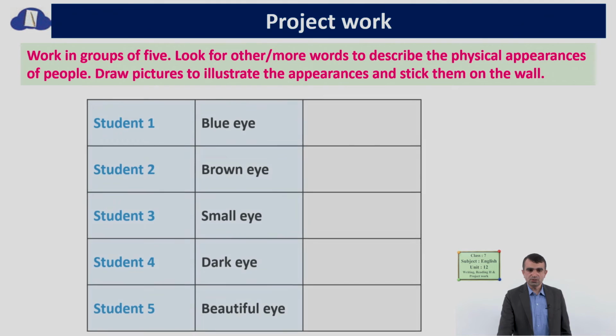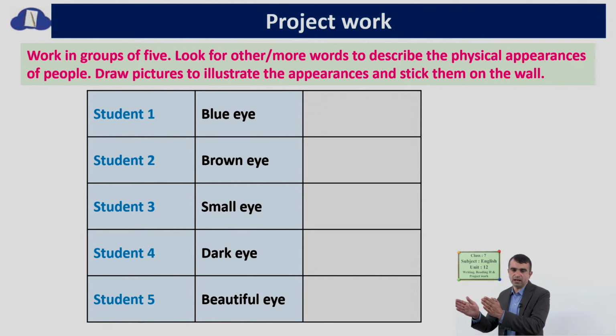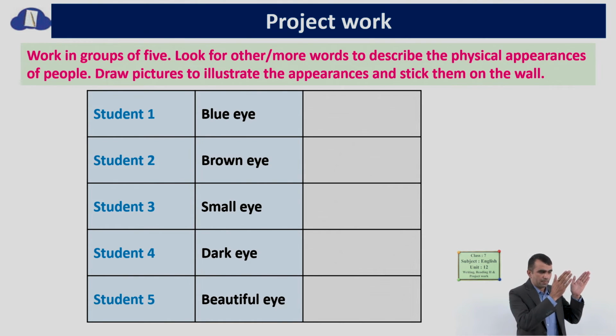Then how you should do is student 1, 2, 3, 4, 5. There are 5 students altogether. Suppose you are describing eyes. This group is describing eyes. Another group of students may be describing ears. Another group of students, shape of face. Another group of students may be describing build. So 5 different things you can do, or more than 5 also you can include there.